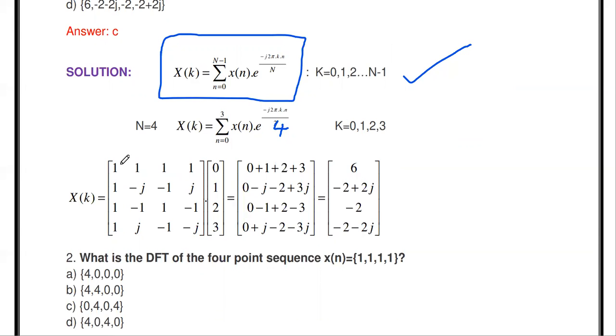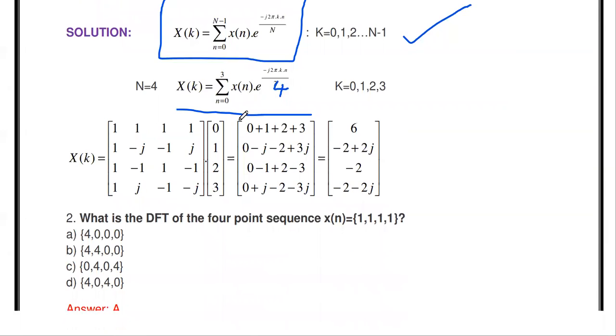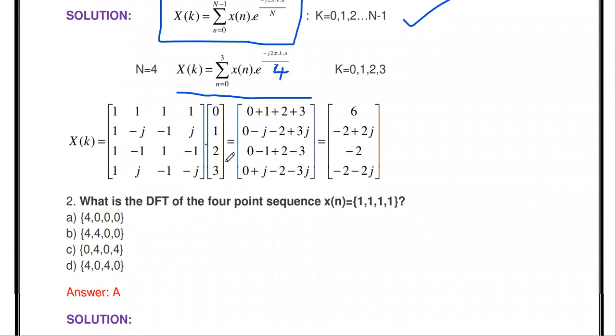Okay, shortly, this X of k value we can calculate using the twiddle factor multiplication. So this equation, the summation x of n e power minus j 2 pi k n by N, is calculated using the twiddle factor multiplication method. Here, since this is the 4-point DFT, we can use the 4-point twiddle factor W4 multiplied with the given x of n.